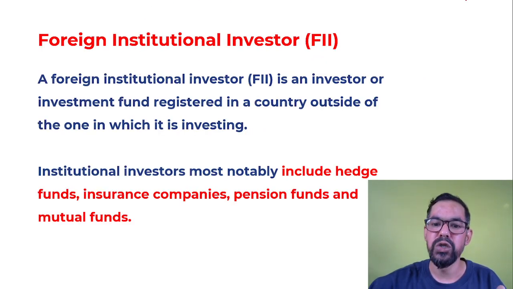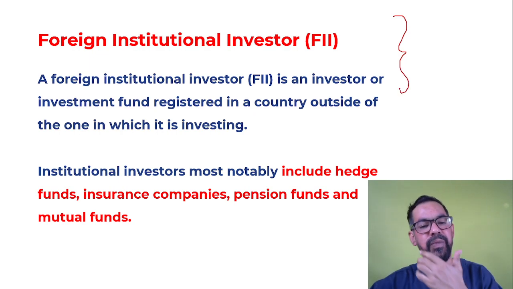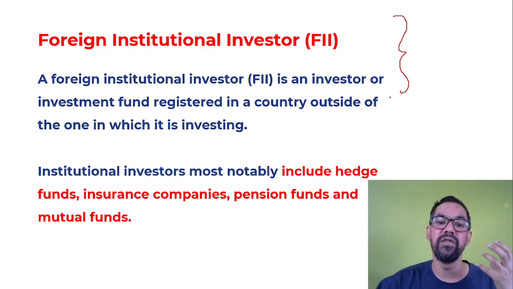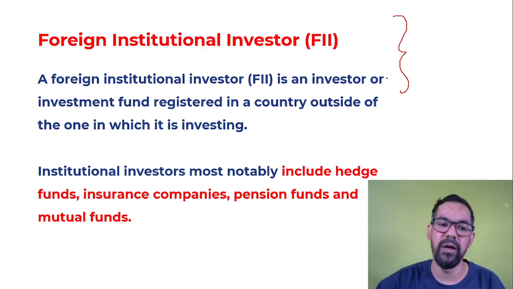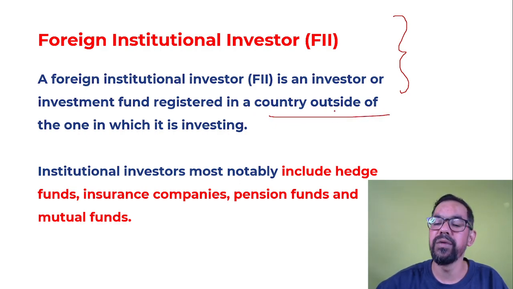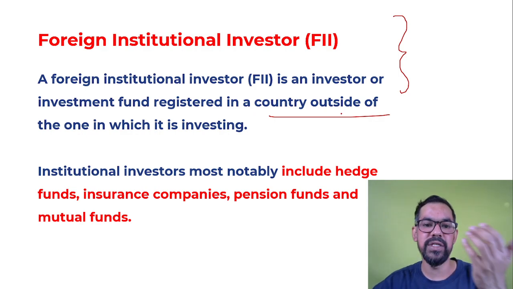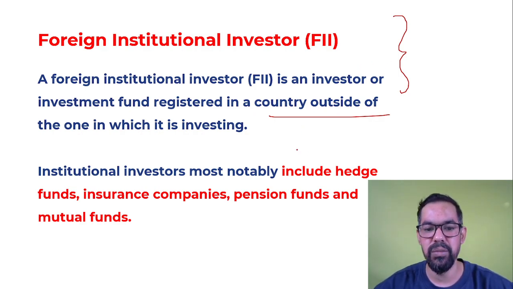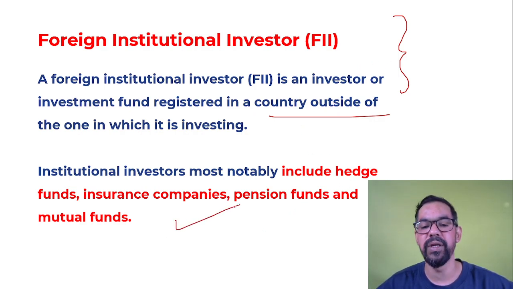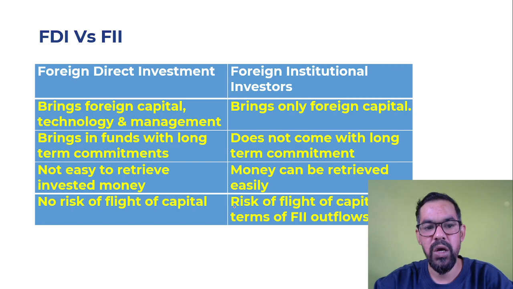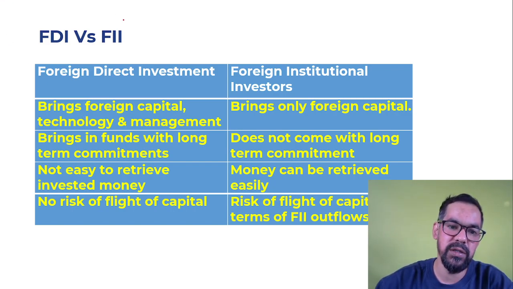Next one, FIIs. So what is FIIs? These are the international investors who generally invest on our stock exchanges. They invest in shares, mutual funds, and bonds. A foreign institutional investor is an investor or investment fund registered in a country outside the one in which it is investing. So let's say if any US citizen invests in the Indian stock market, that is part of FIIs. Institutional investors most notably include hedge funds, insurance companies, and pension funds. So they generally invest in these different areas.